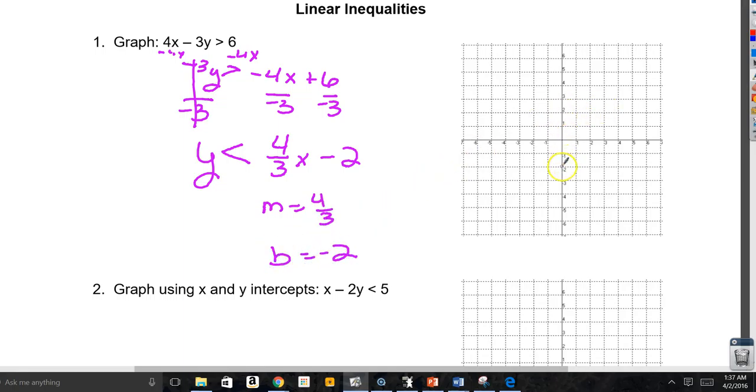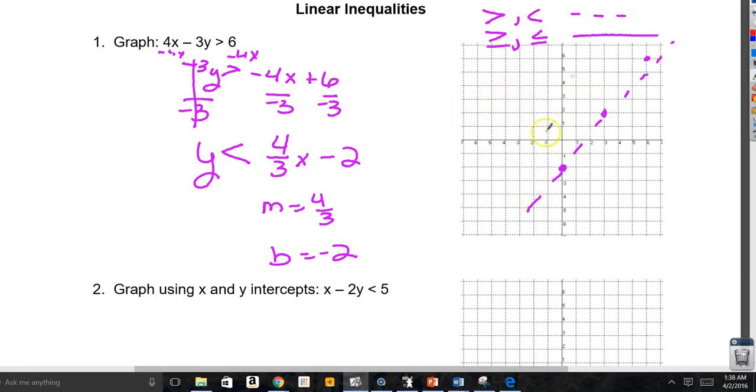We start at negative 2. We go up 4 over 3. And we're going to have a dotted line because this is not equal to. So when you see it like this, you're going to have a dotted line. When you see it like this, you'll use a solid line. So we need a dotted line.